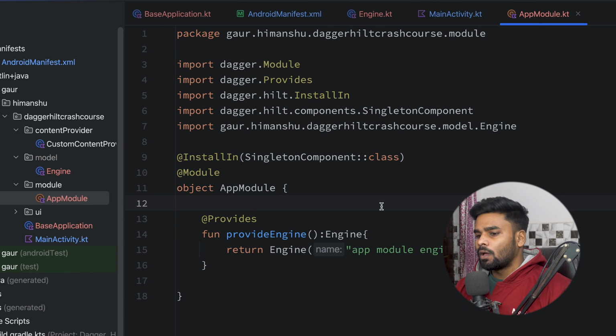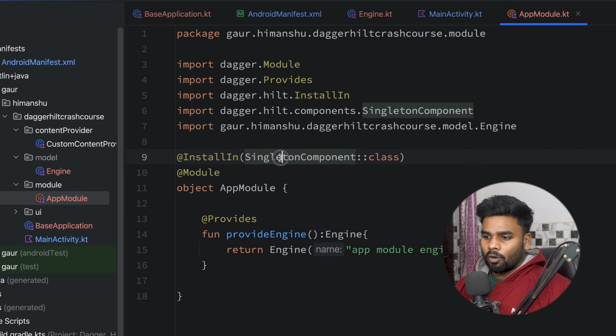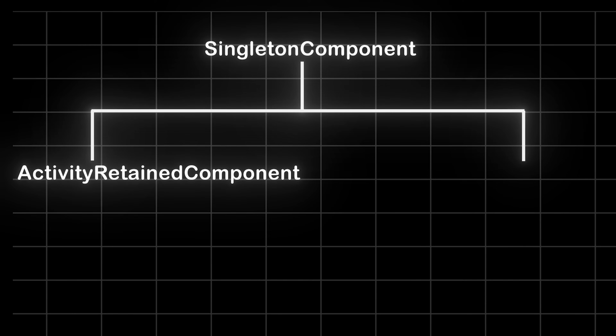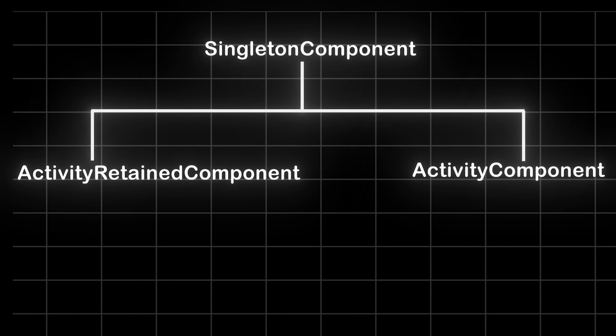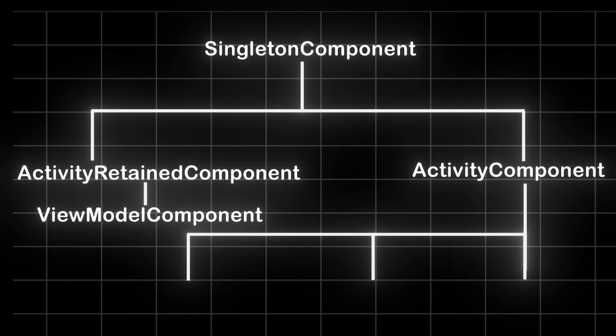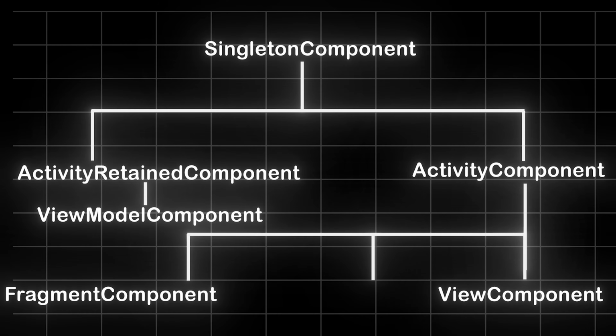What is the use case of this? Well, suppose you want to create a few dependencies that you want to inject only in a view model. Then you can use view model component instead of singleton component. And we do have a relation between these components. All of the components are related with parent-child relationships. On the top, we have singleton component that has two different children, activity retain component and activity component. Activity retain component has one child, view model component, and activity component has three different children: fragment component, view component and service component.